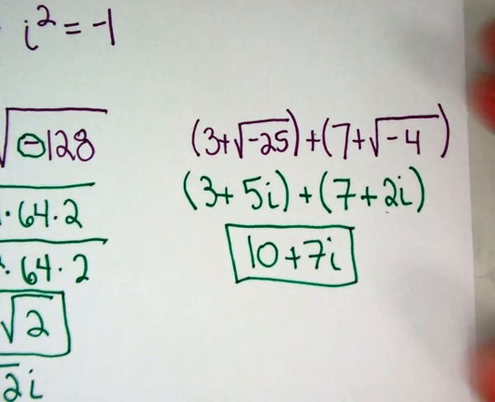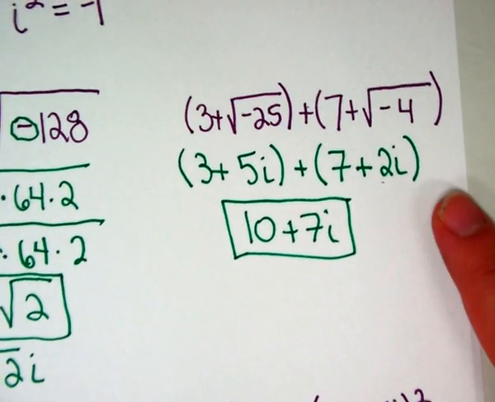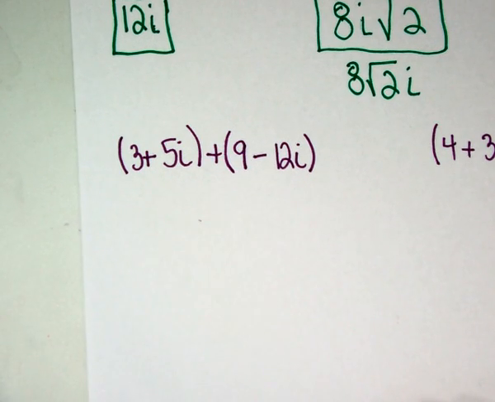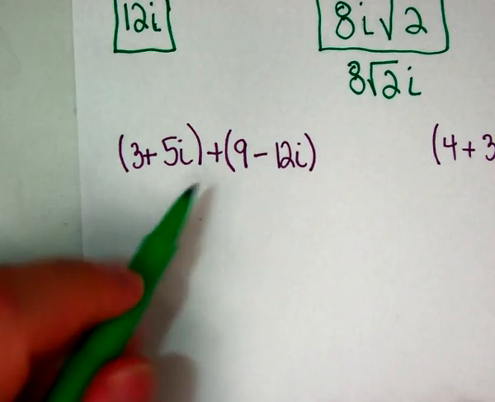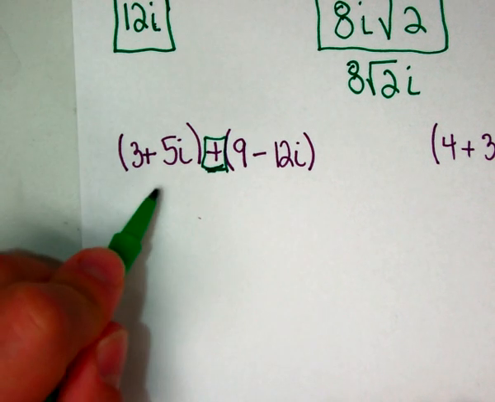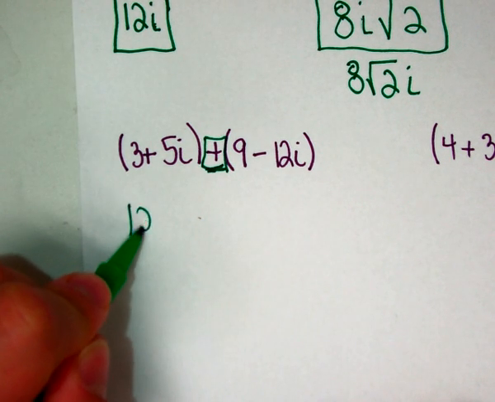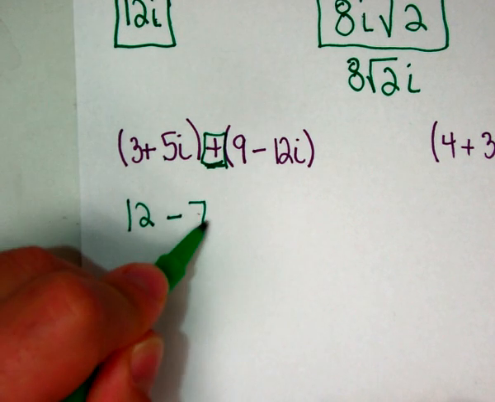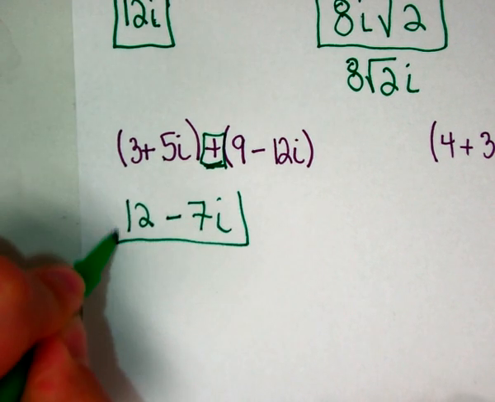Okay? Based on this example, where it's just combining like terms, the next example here of 3 plus 5i plus 9 minus 12i, the operation here is addition, so we're just going to combine like terms again, and we're going to have 12, and then 5i minus 12i, we're going to have minus 7i. So this is our final answer.